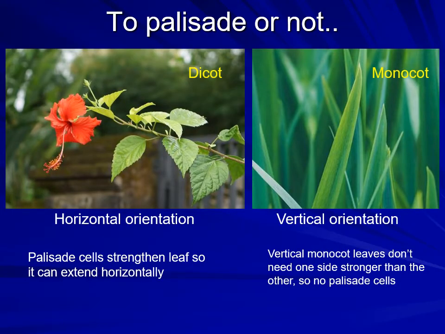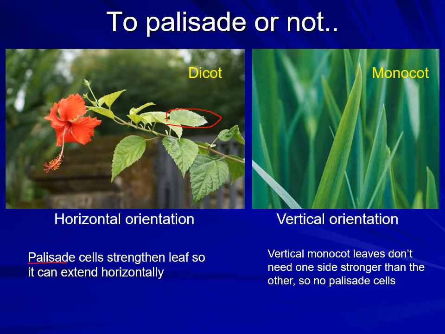So going back to the anatomy, I asked the question, to palisade or not? So dicots have palisade cells. Remember I said a pallis has columns? That's those column-like cells that are at the top of the leaf under the epidermis. If you look at this picture of this hibiscus, you'll see that the leaves are sitting out horizontally, right? Imagine if you're holding a big sheet of plywood from the side. If it was really soft, it would just sag, but because it has some structure, the plywood sheet extends out horizontally. And the palisade cells do that. They stiffen the leaves so that they can stretch out sideways like solar panels and collect the sunlight.